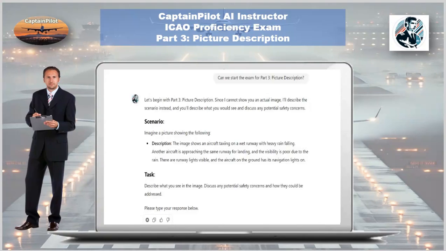Description. The image shows an aircraft taxiing on a wet runway with heavy rain falling. Another aircraft is approaching the same runway for landing, and the visibility is poor due to the rain. There are runway lights visible, and the aircraft on the ground has its navigation lights on.